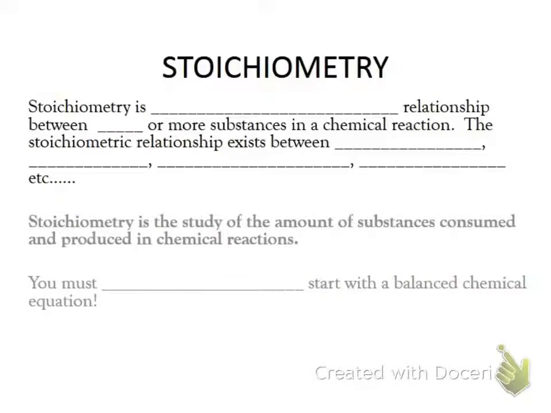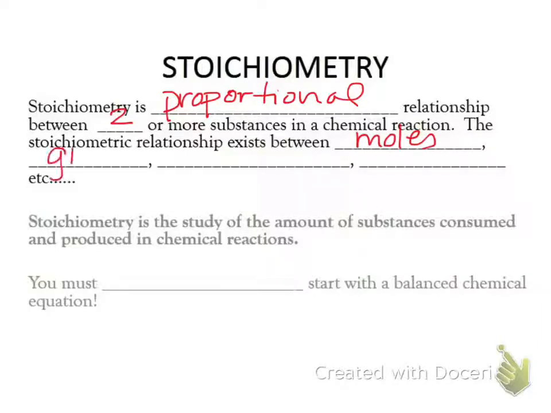Okay, so first of all, stoichiometry is a proportional relationship between two or more substances in a chemical reaction. This stoichiometric relationship sounds like a very fancy word, but this can exist between moles, grams, atoms, or liters, volumes, milliliters, whatever, okay, or volumes. So you can have a volumetric stoichiometry relationship. Stoichiometry itself is the study of the amount of substance consumed or produced in chemical reactions.